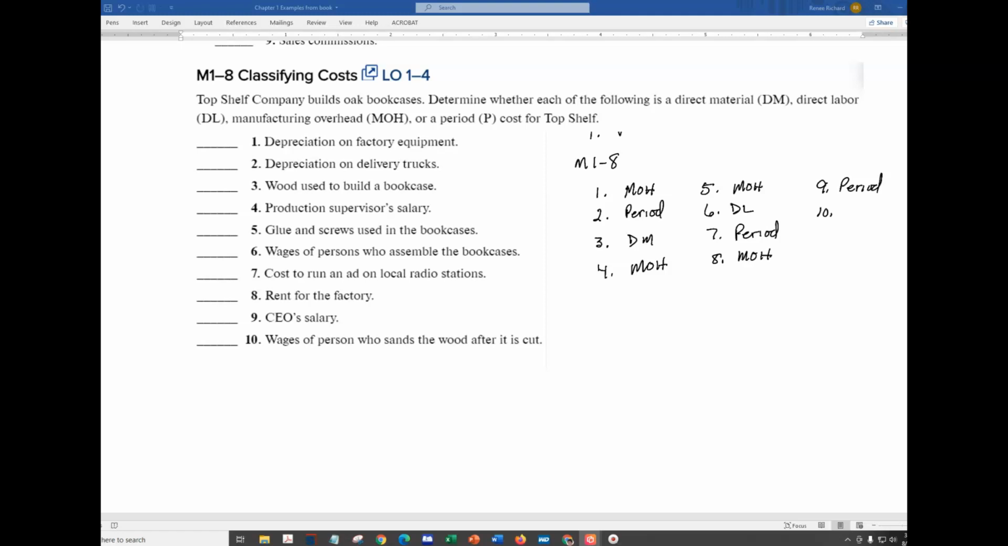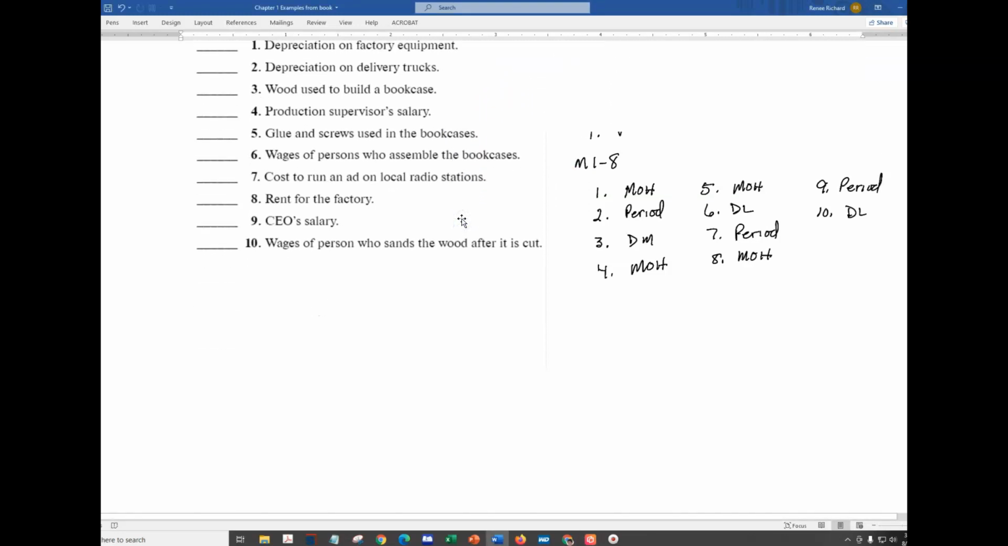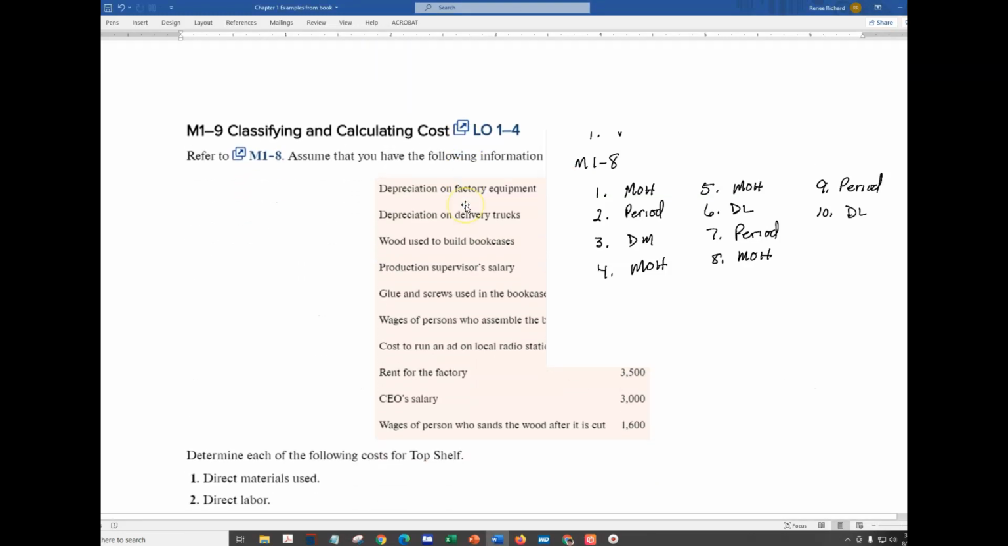10. Wages of the person who sands the wood after it's cut. Direct labor. We can trace it directly to that product. So do you see how we can start working through this stuff, I hope? Sorry, I'm asking questions and I know you can't answer me. Okay, let's move on to the next one.